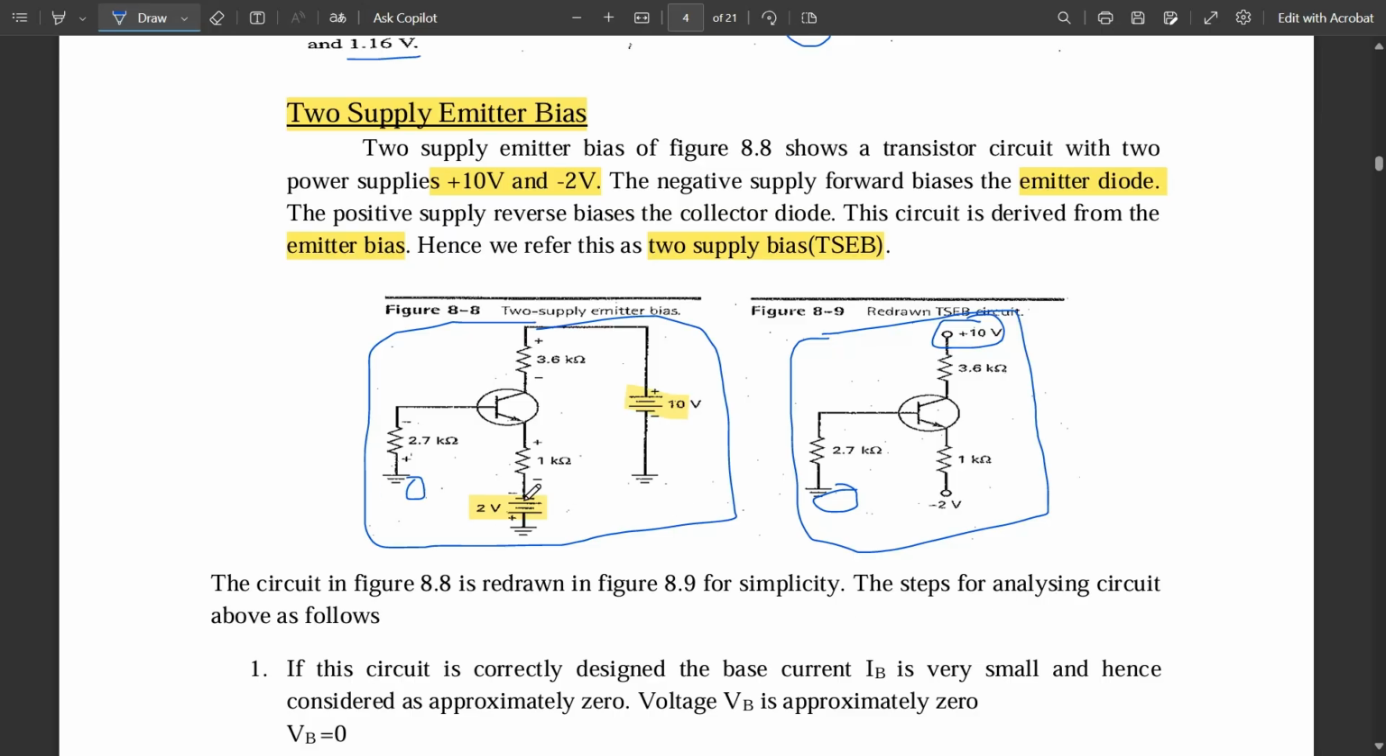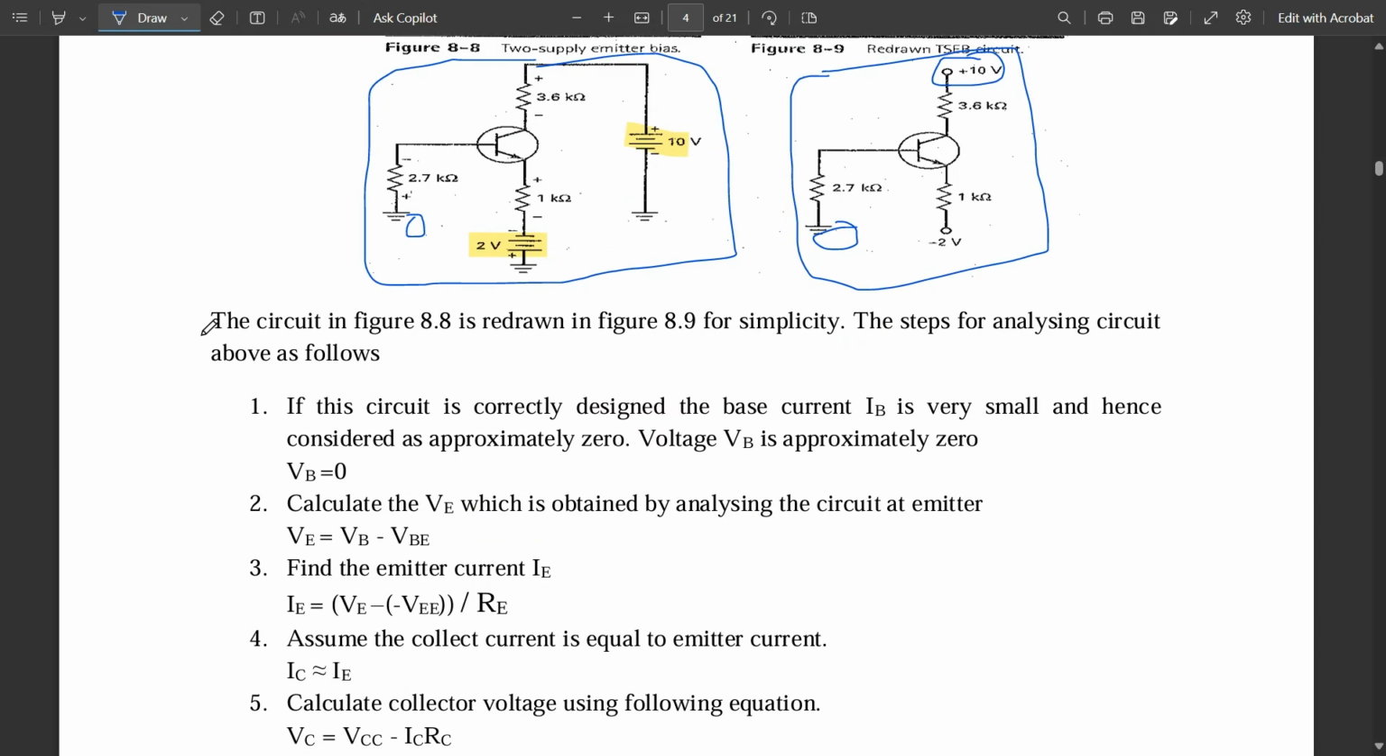So this thing you might be knowing, right? The big line indicates positive and the small line indicates negative. So in this case you should be knowing here, it is a small line, so that's why it would be negative voltage. Yeah. So the circuit in figure 8.8 is redrawn in figure 8.9 for simplicity. They have just simplified this.